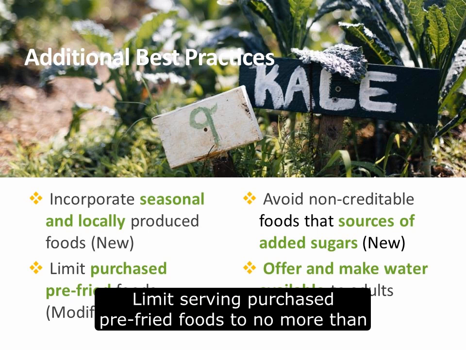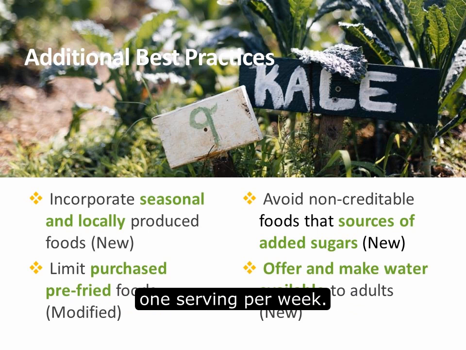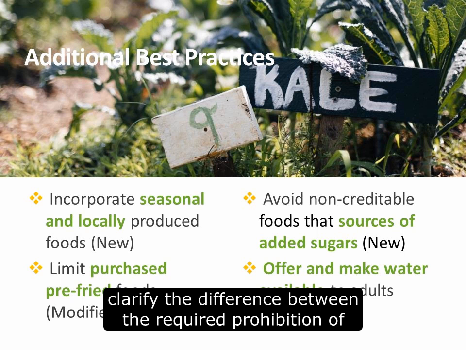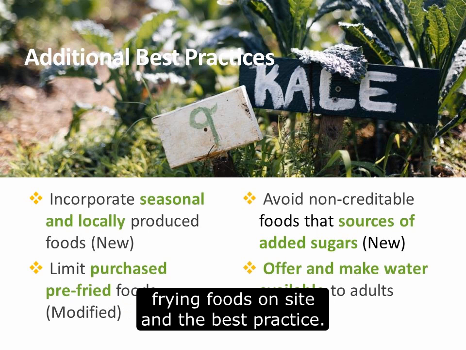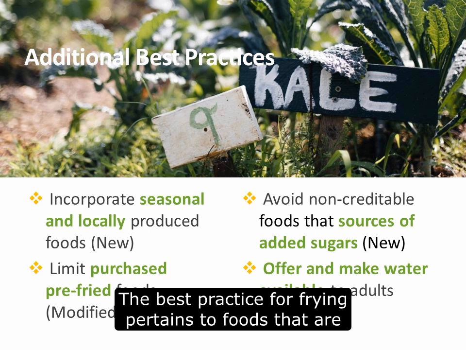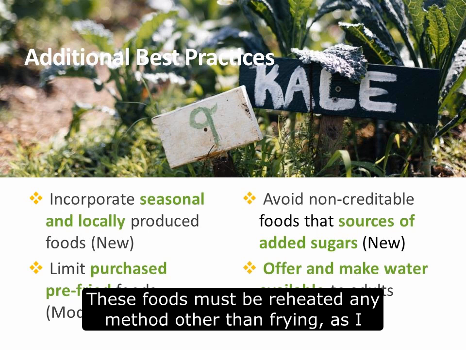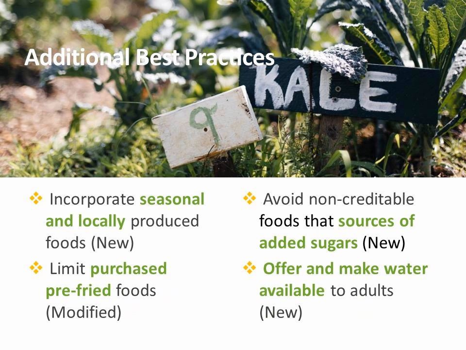Limit serving purchased pre-fried foods to no more than 1 serving per week. This was modified from the proposed best practice simply to clarify the difference between the required prohibition of frying foods on site and the best practice. The best practice for frying pertains to foods that are purchased, such as at the grocery store, and then served. These foods must be reheated by any method other than frying, as I mentioned earlier.